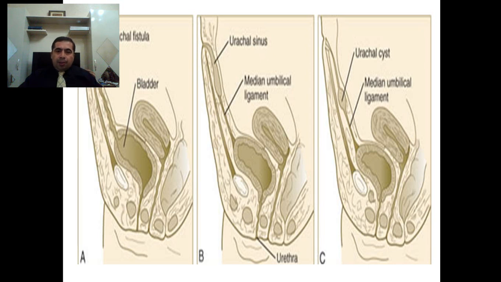All these structures, all these cases are very important in your future practical work, in your future work as a surgeon and a urologist.